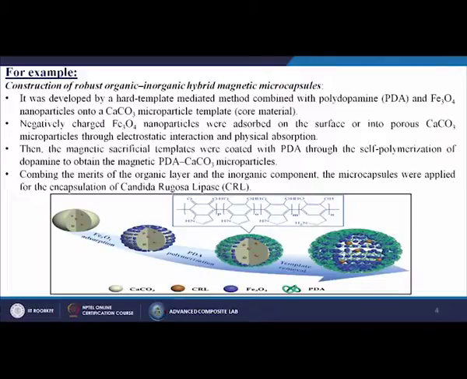Then the magnetic sacrificial templates were coated with PDA through the self-polymerization of dopamine to obtain the magnetic PDA calcium carbonate microparticles. Combining the merits of the organic layer and the inorganic component, the microcapsule was applied for the encapsulation of Candida rugosa lipase. So, this is one kind of composite structure we generally make by this coating technology.